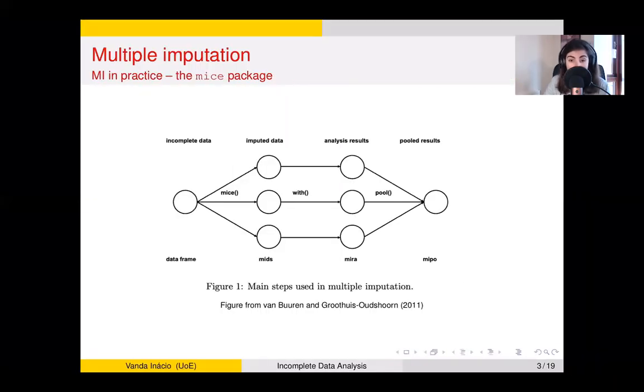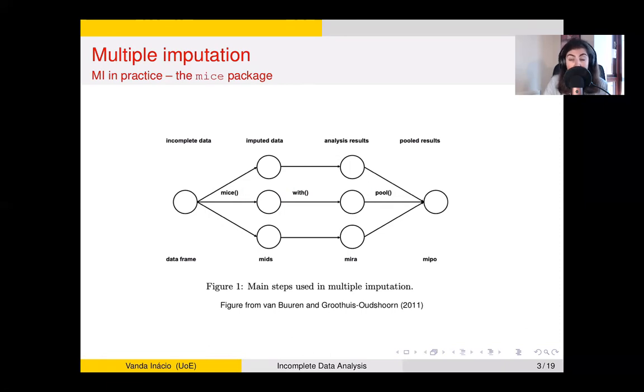This is a scheme that we have already seen several times, but now the difference is that we have here the functions that mice has to implement each of the steps. So we will be using the function mice to do step 1. To do our analysis of interest, it's the function with, and to pool or combine the results from step 2, we use the function pool. We will then be doing a practical session in R where we play with these functions.